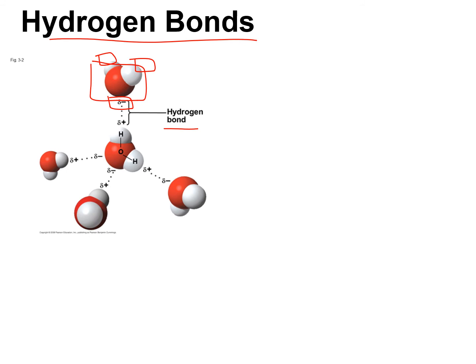So what that means is in liquid water, a sample of water, the partial negative charge of one molecule will be attracted to a partial positive charge on another molecule. So all water molecules are going to be hydrogen bound to other water molecules. Now, the interesting thing about hydrogen bonds is that they're very, very weak. That's why we draw them with a dotted line. They are continually being broken and reformed.